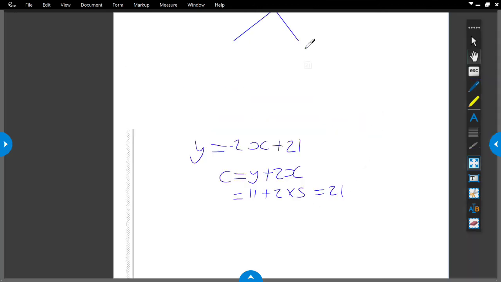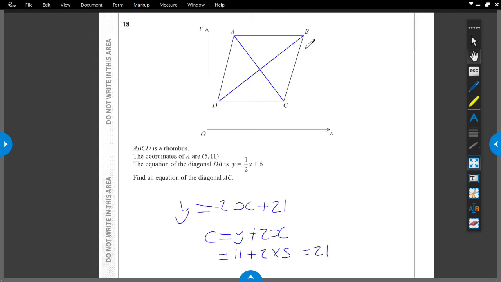And just to check that this is reasonable, I'd look at the diagram. It's negative, it's quite steep, so that's probably true, minus 2. And it's going to cross at quite a high point on the y-axis. Higher than 11, 21. Okay, that's reasonable.